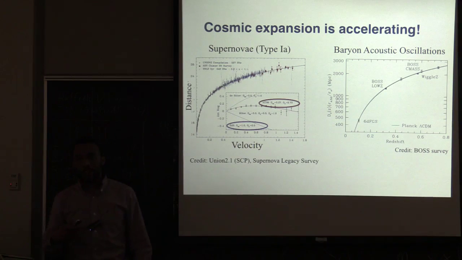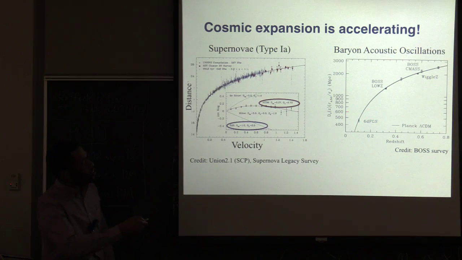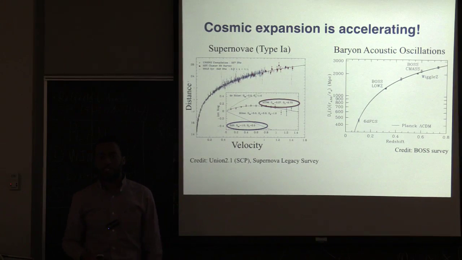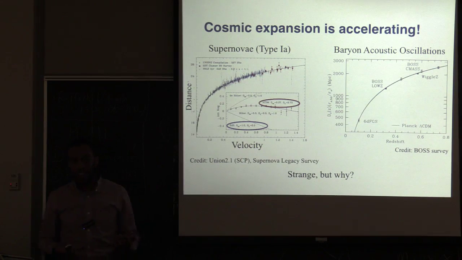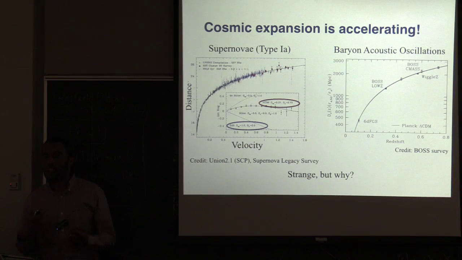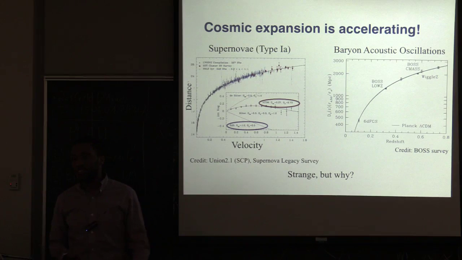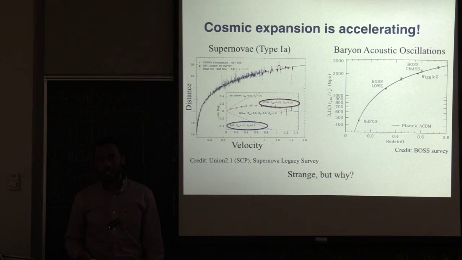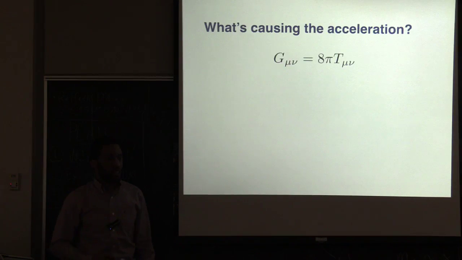We also know that if you measure baryon acoustic oscillations, which are a relic of the early universe that you can see in large-scale structure surveys today, and put them on a plot with redshifts, these also fit a lambda CDM universe. So this is strange, of course, as you all well know, because we need this extra source of energy, this lambda, or cosmological constant, in order to explain this. But we have no idea what it is. So the question is, what actually is happening to cause this cosmic acceleration?